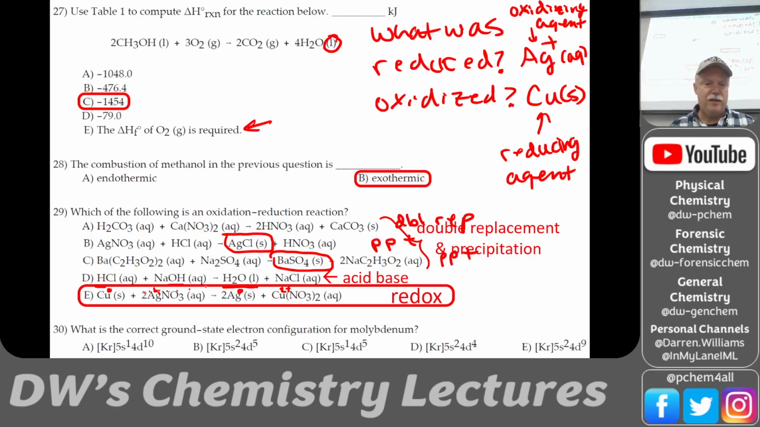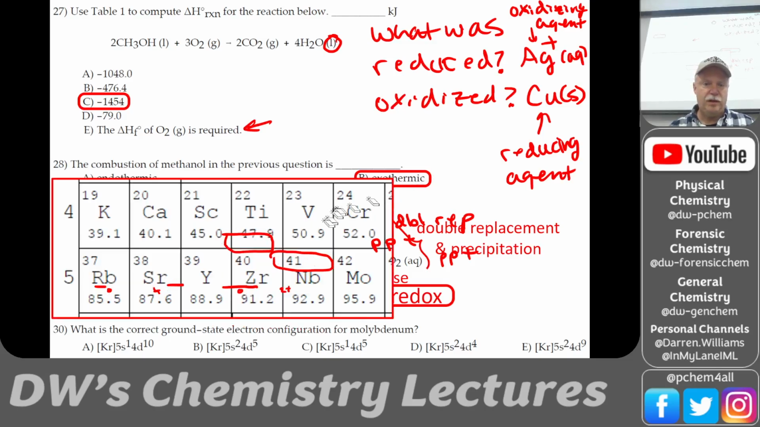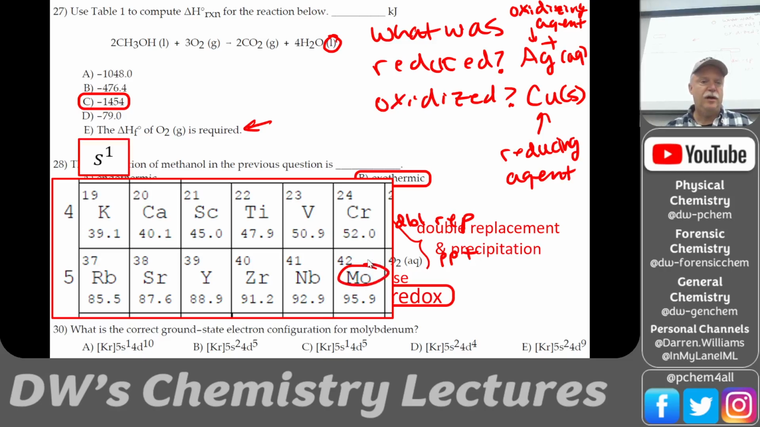What is the correct ground state electron configuration for molybdenum? Well, we've got the periodic table here. Let's go find the trends. So we're looking at this. There's molybdenum right here. And this one is S1. That's group 1. This is group 2, S2. And then we get into the D block.